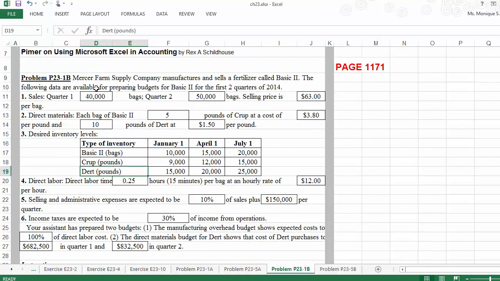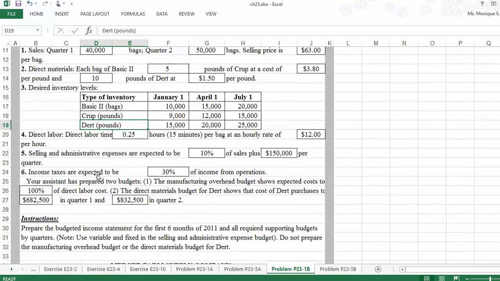So let's go ahead and read the problem. Mercer Farm Supply Company manufactures and sells a fertilizer called Basic 2. The following data are available for preparing budgets for Basic 2 for the first 2 quarters of 2014. Some information they give you for the sales, direct materials, desired inventory levels. So they're actually calculating the inventory levels of the finished goods and the 2 direct materials, crop and dirt.